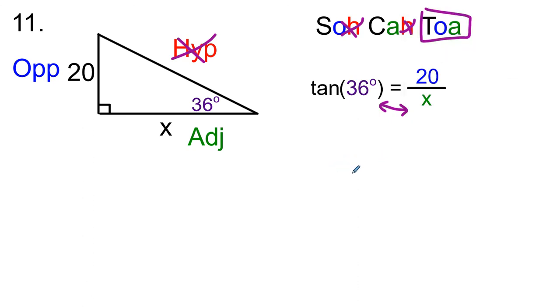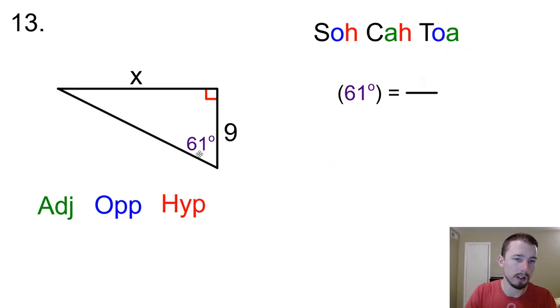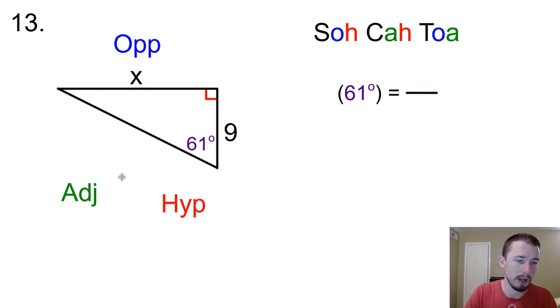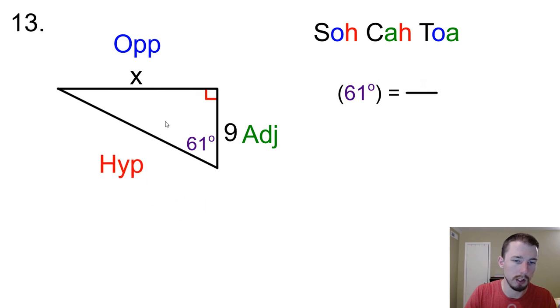All right. Number 13, with respect to 61, we need to label our sides. So this is going to be our opposite side. Here we have our adjacent, and the one we're not using is the hypotenuse, so I'm going to cross that one out. Which trig function relates the opposite to the adjacent? Opposite adjacent would be tangent. So we're using our tangent function again.